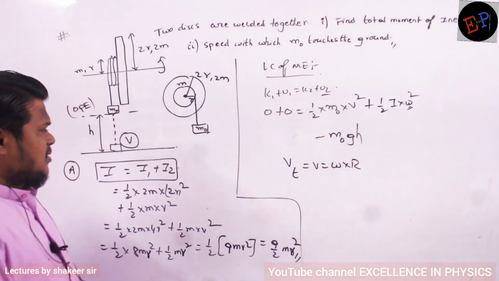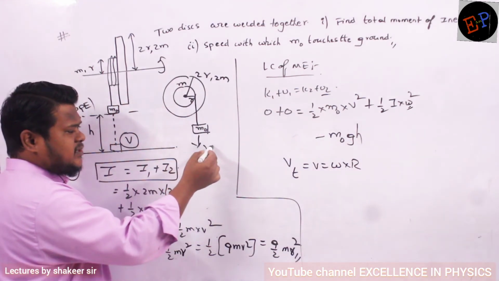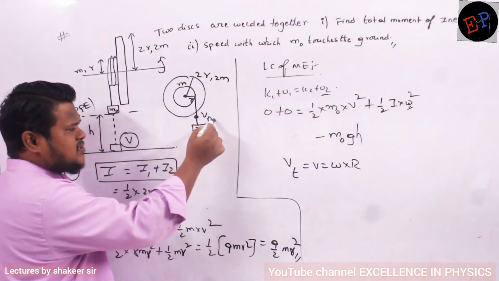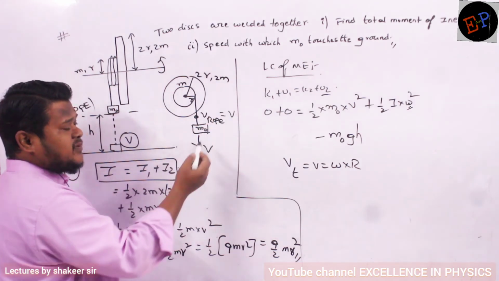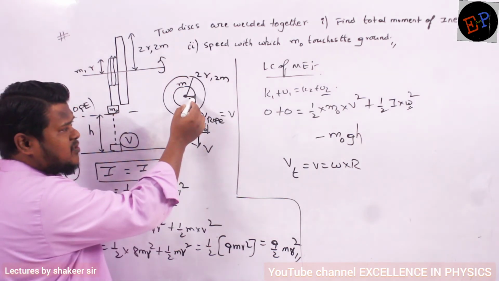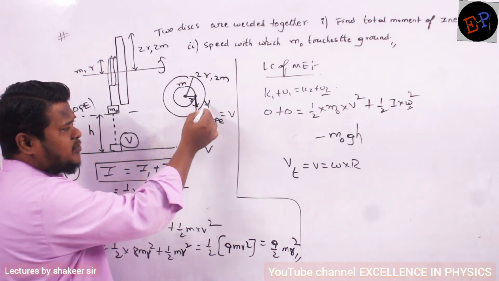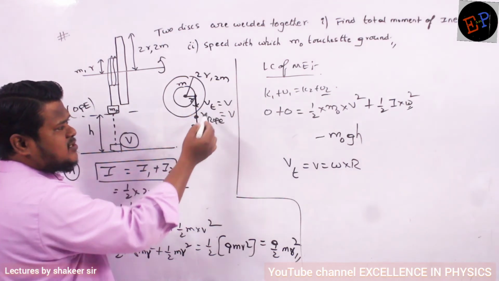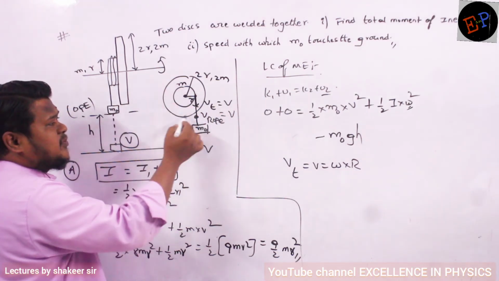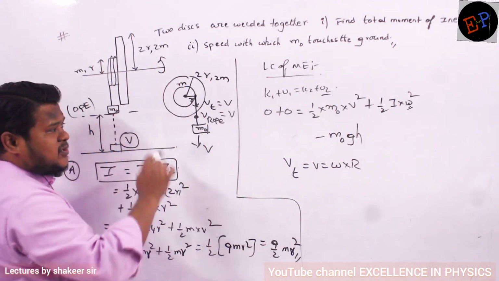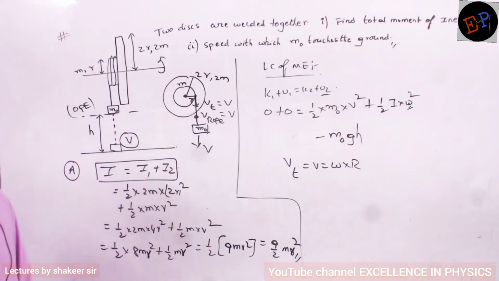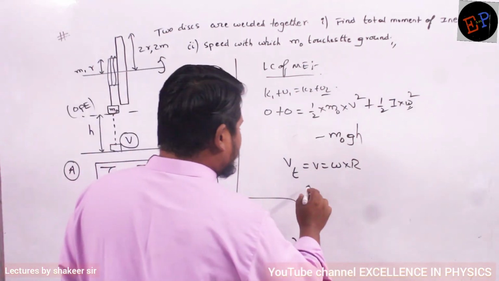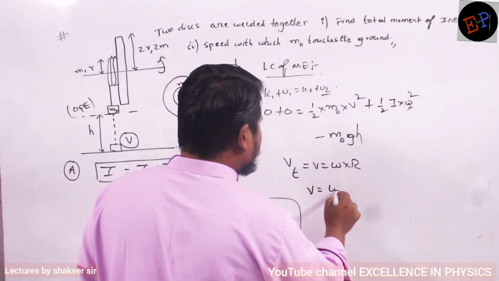If the velocity of this mass is v, what is the velocity of the rope? The velocity of the rope is also v. If the velocity of the rope is v, what is the tangential speed of the pulley? The tangential speed of the pulley is also v. Which pulley, bigger or smaller? The smaller pulley's tangential speed is v. Are you able to understand? So therefore v is equal to omega into r.